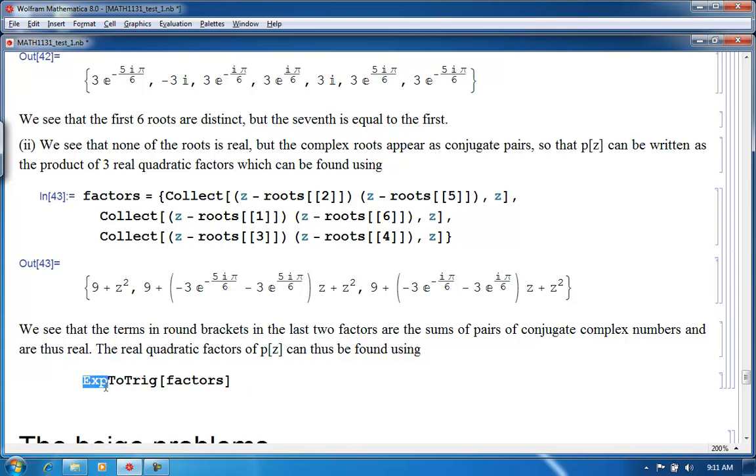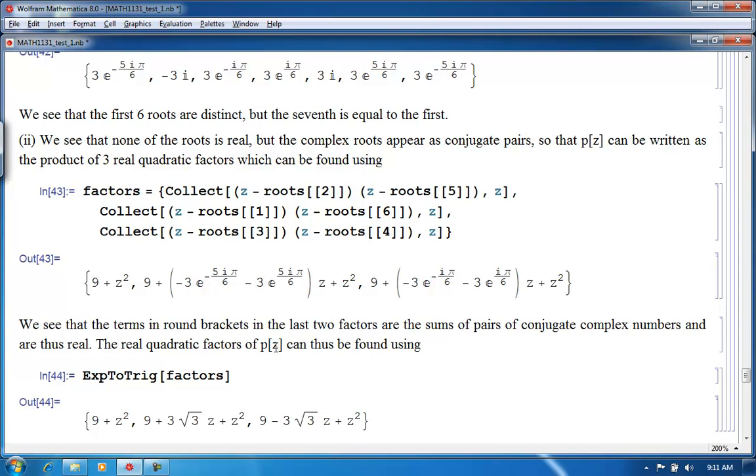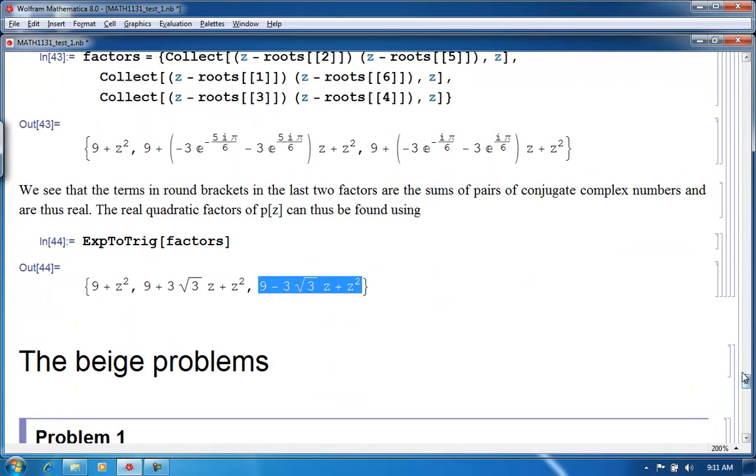Mathematica has a function called ExpToTrig, which converts these into real functions. And there it is. That's the solution. So z to the 6 plus 3 to the 6 is the product of this times this times this, and these are the real quadratic factors. Okay, so I think we'll stop there. That's the solution to the green problems.